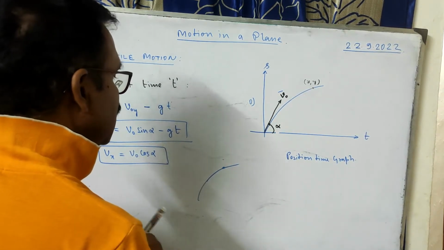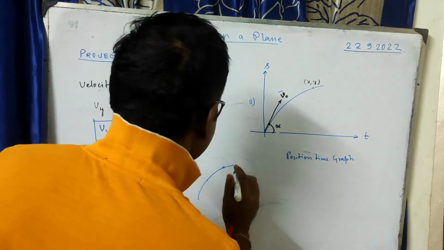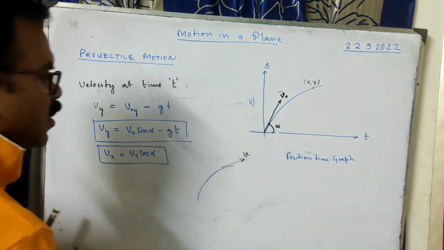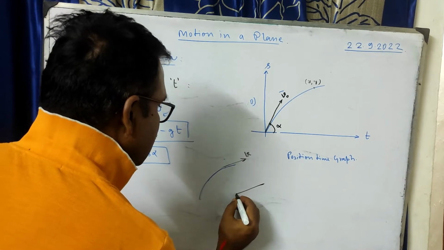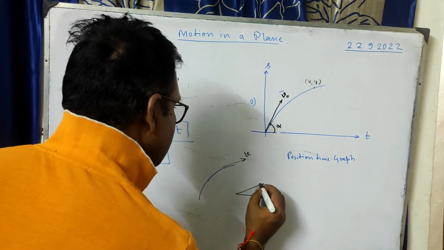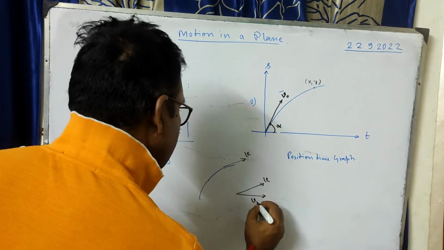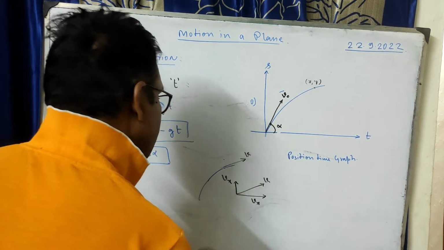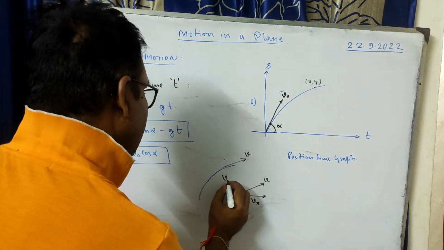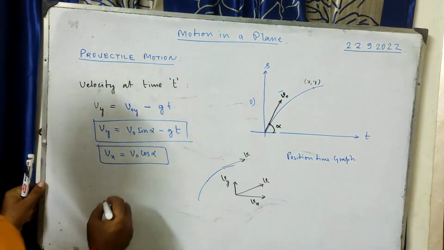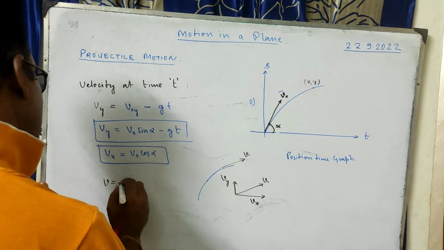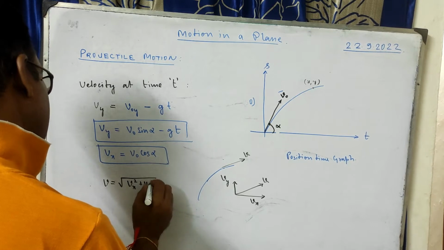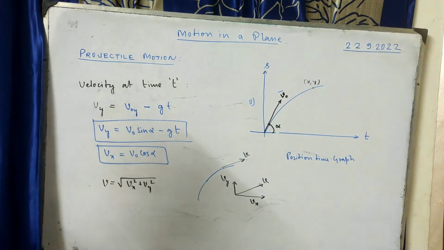So the direction of v will be tangential. Like this it will be tangential. This will be your v. If you notice, this V has the Vx component and the Vy component. Once I know Vx and Vy, I can find out the V. So what will be the magnitude of V? V will be nothing but root over Vx square plus Vy square.